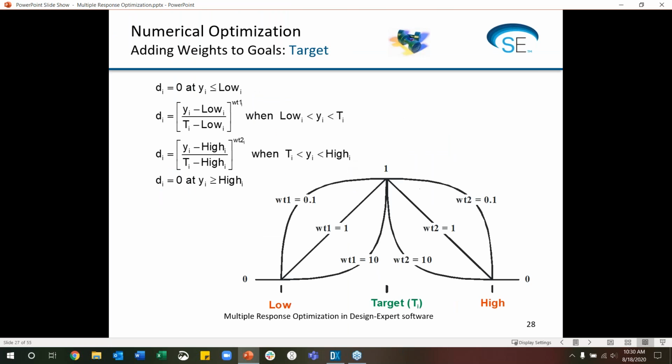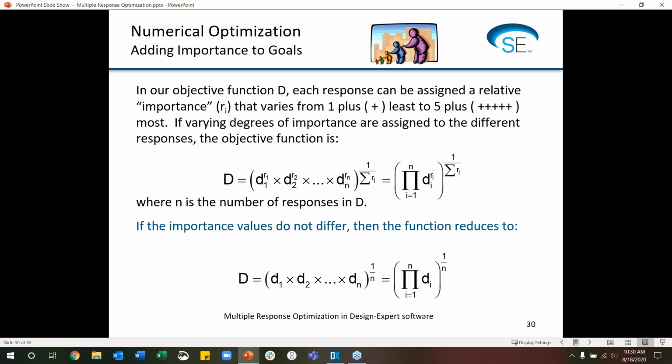Okay, so there's a few slides on here. How about importance? Importance is my favorite. Definitely use importance. Importance is the relative importance of one response versus another response. So it's putting a relationship between the responses. Weighting only affects that one single response and how the optimization is getting to the desirability on that one thing.